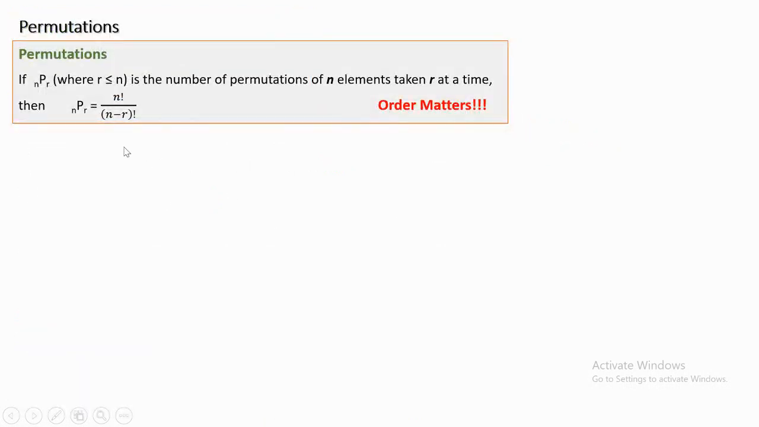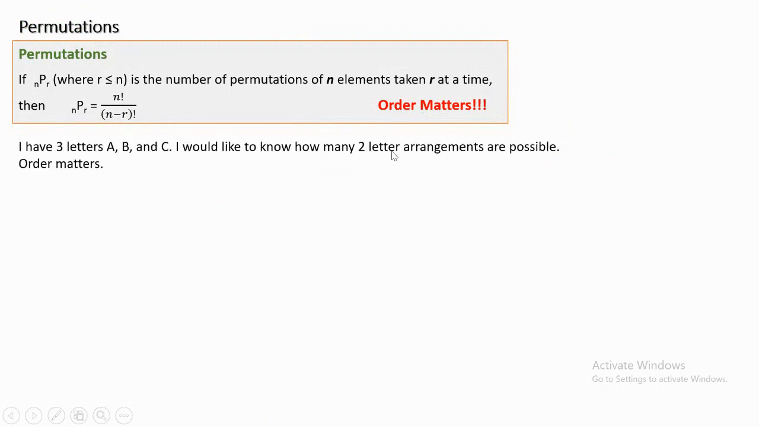Now comes permutations of n elements taking r at a time, where r is less than or equal to n. This is my formula here: nPr, the number of permutations of n elements taken r at a time, is n factorial divided by n minus r factorial. The order matters here, guys.